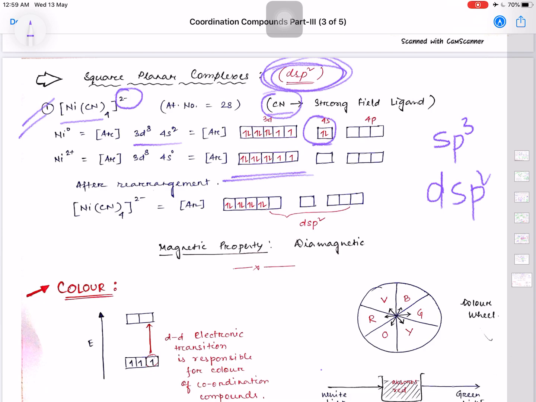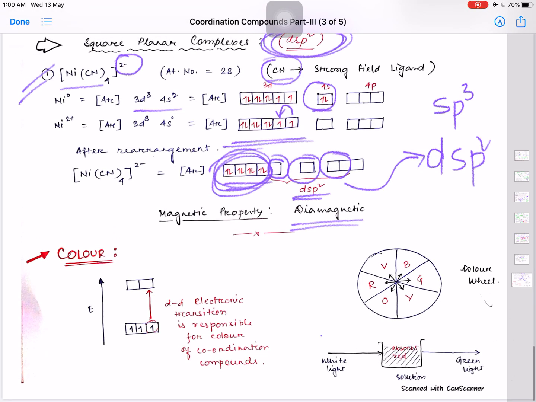Okay, now since this is a strong field ligand, it will push one electron to come inside. Okay, and it will be paired, so after rearrangement we will get this type of configuration. Now in hybridization this 3d orbital will take part, this 4s will take part, and 2 of the 4p will be taking part, so that's why this hybridization is dsp2. Okay, and if you get dsp2 hybridization, then it is a square planar complex. Okay, and since all the electrons are paired, it is diamagnetic in nature. Clear?